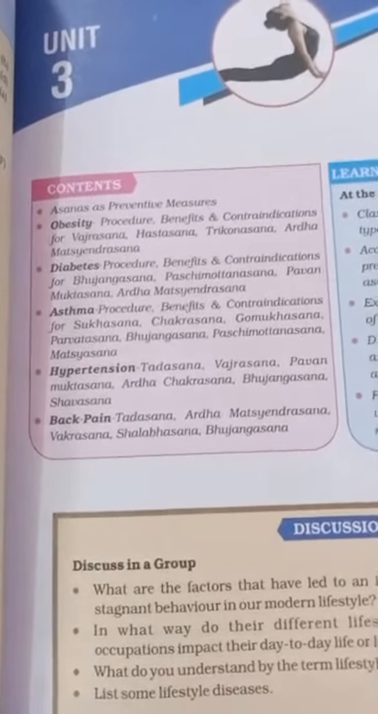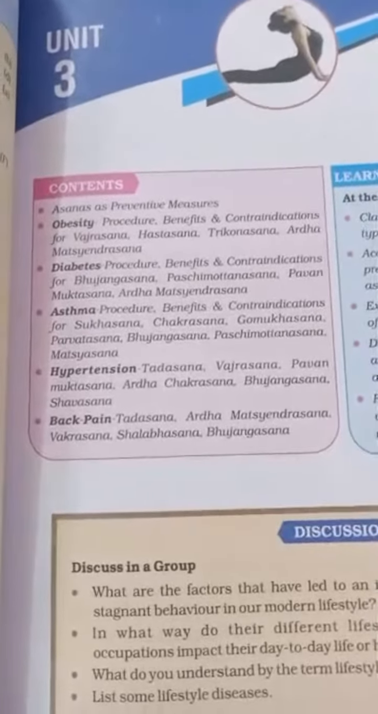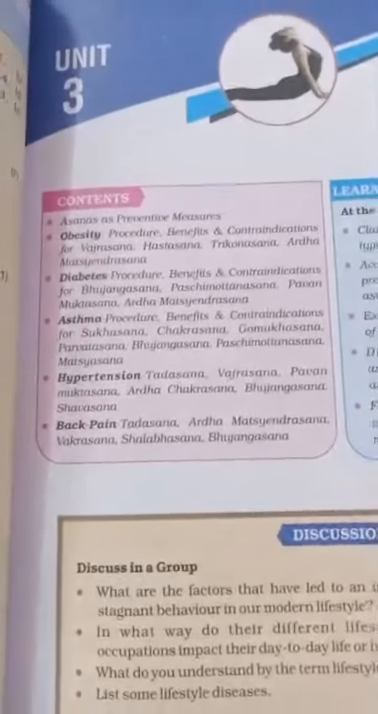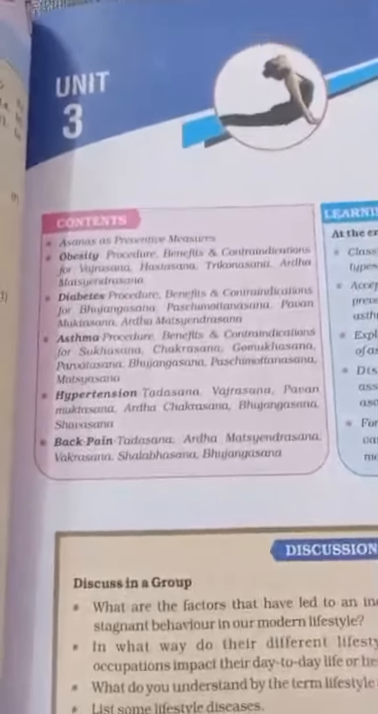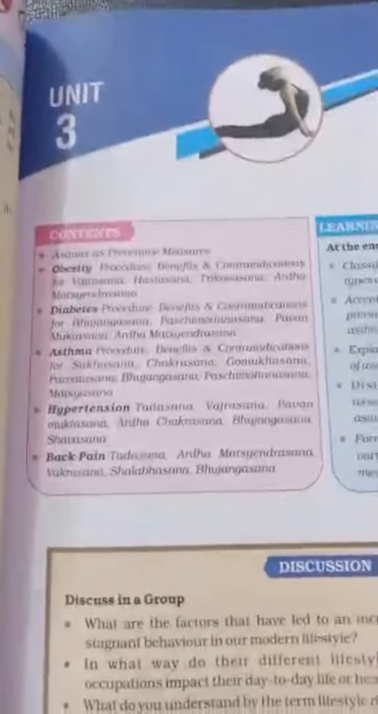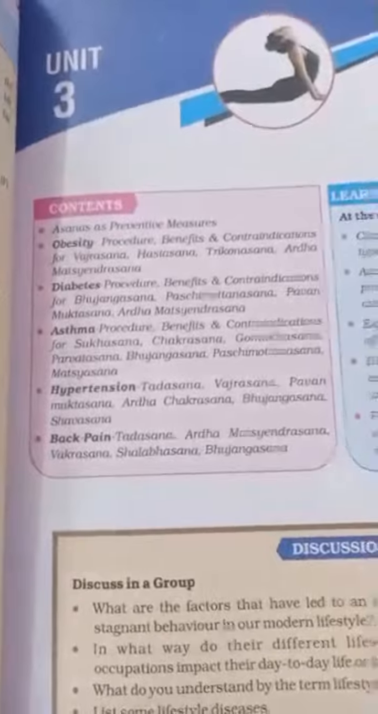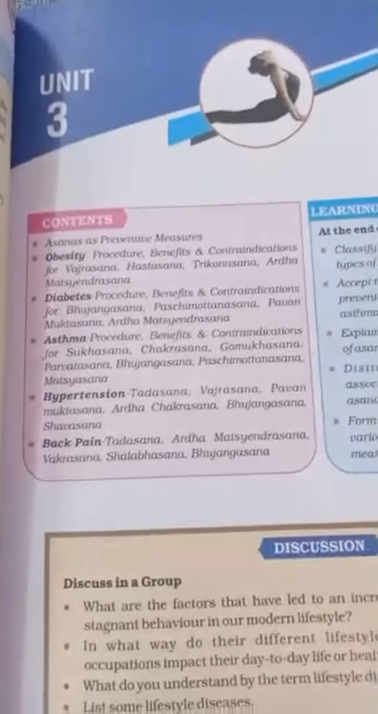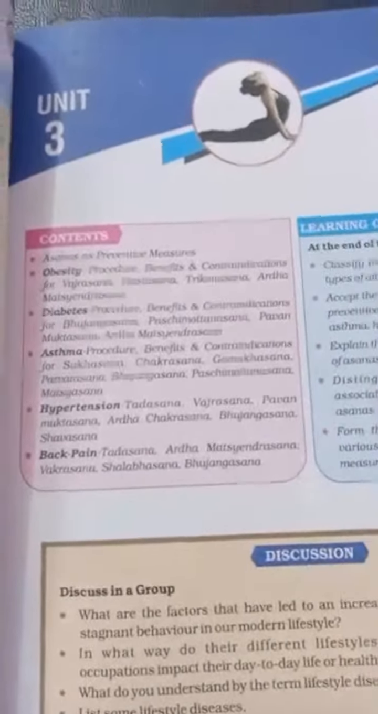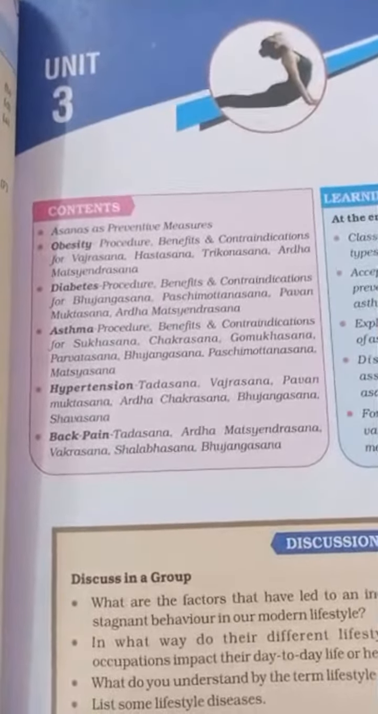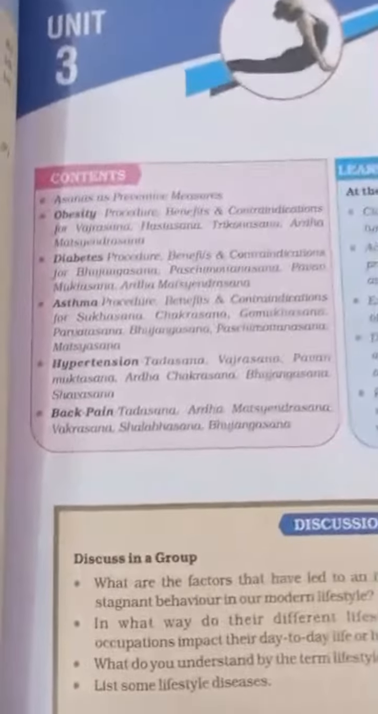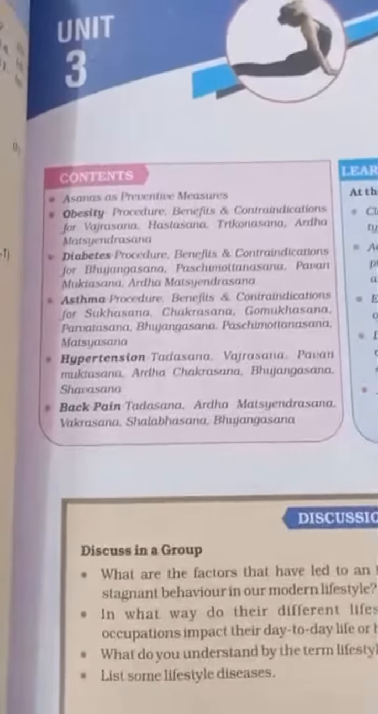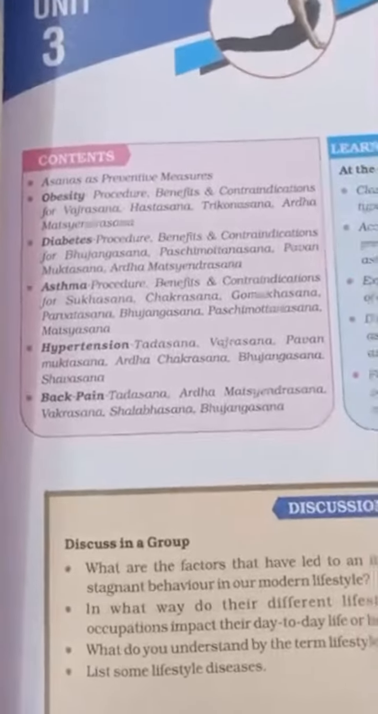The asanas are Sukhasana, Chakrasana, Gomukasana, Parvatasana, then Bhujangasana, then Paschimottanasana, Matsyasana. Okay, and then for hypertension, the asanas are Tadasana, Vajrasana, Pavana Muktasana, Ardha Chakrasana, Bhujangasana, and Savasana. And for the back pain, again Tadasana, Ardha Matsyendrasana, Vakrasana, Salabhasana, and Bhujangasana.